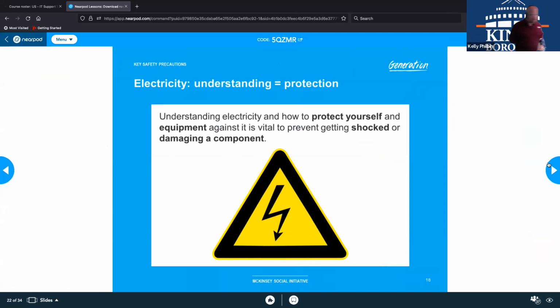Moving away a little bit from the basic components of a computer and how information flows, we need to talk about electricity. If we're going to be a technician, at some point we're going to have to interact with electricity. You need to be able to understand how it works and be able to protect yourself and the equipment, again vital components, from getting shocked or damaged or what have you.